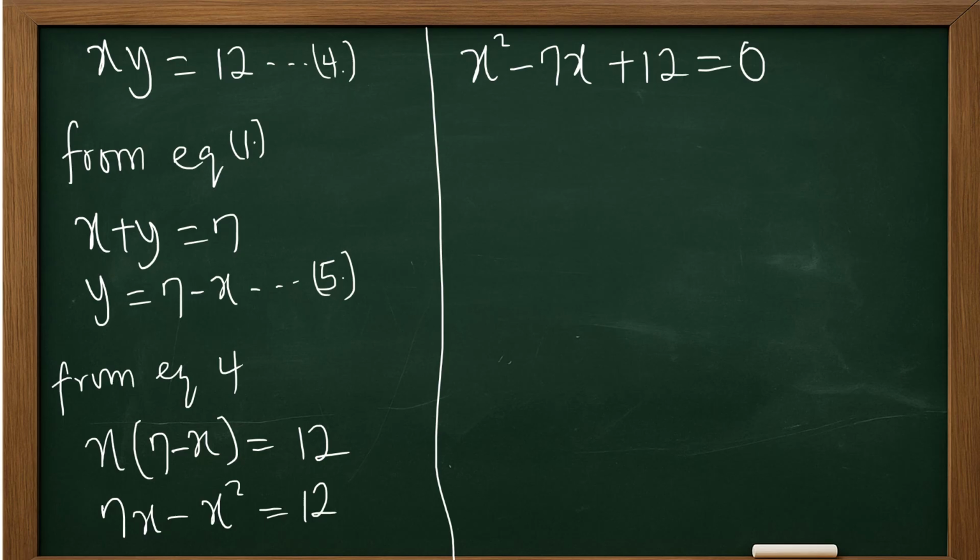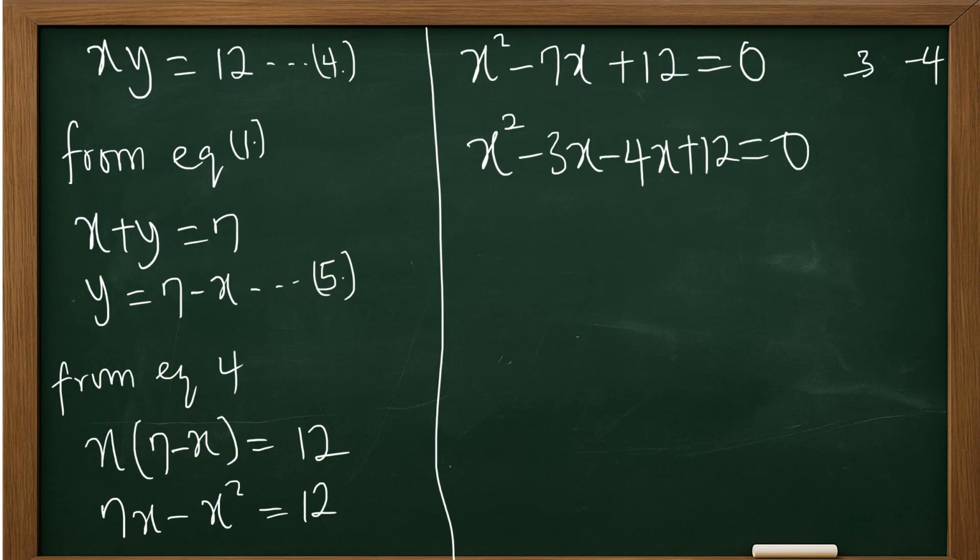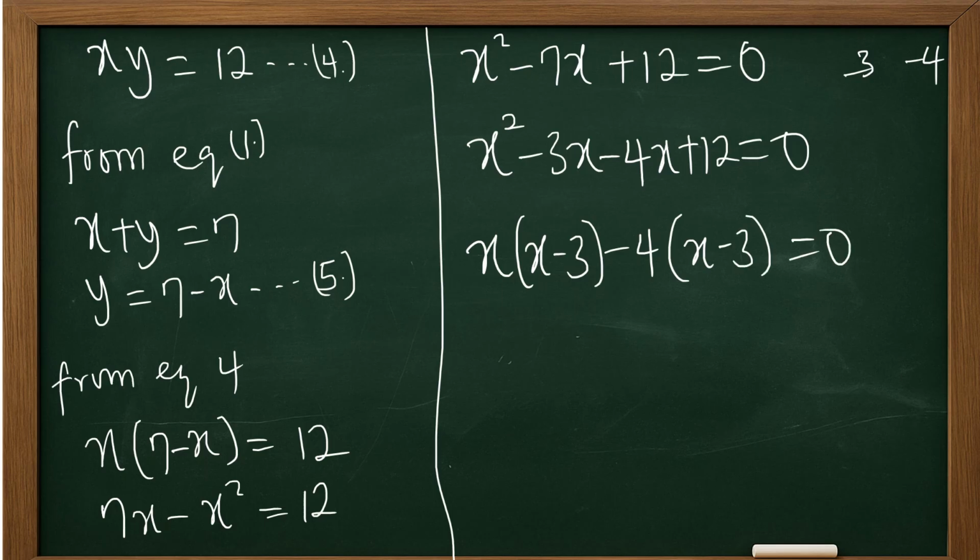Now simplifying this quadratic equation here, our two factors is going to be 3 and 4, which is negative 3, negative 4 is going to be negative 7. Negative 3 times negative 4 is going to be positive 12. So here we have x squared minus 3x minus 4x plus 12 equals to 0. Factorize x into parentheses, x minus 3 minus 4, x minus 3. So these two equations are equivalent.